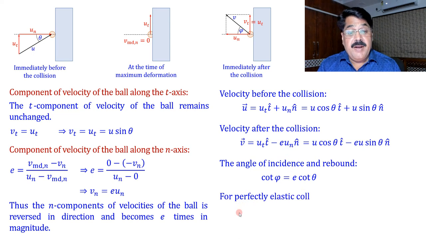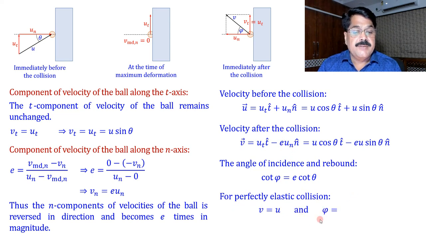For a perfectly elastic collision, what did we get? V is equal to U, because e will be 1. Of course, the direction of velocity changes, but the magnitude will remain the same. And phi is equal to theta. E is 1, so cot phi is equal to cot theta, so phi is equal to theta. So it is similar to reflection of light. V is equal to ut t cap minus un n cap.